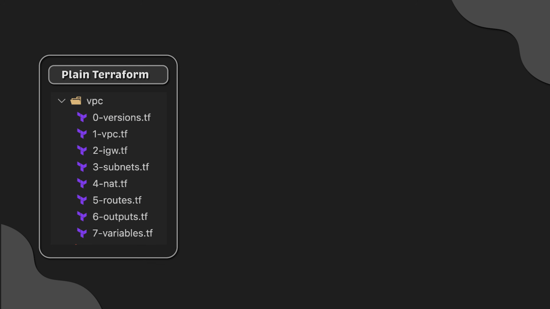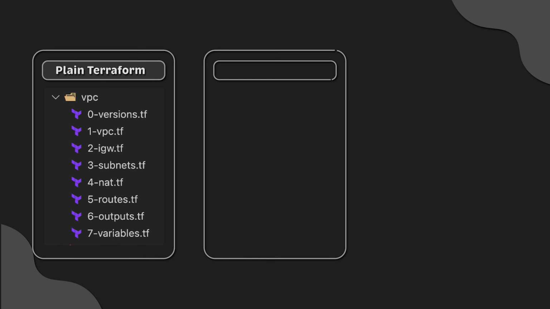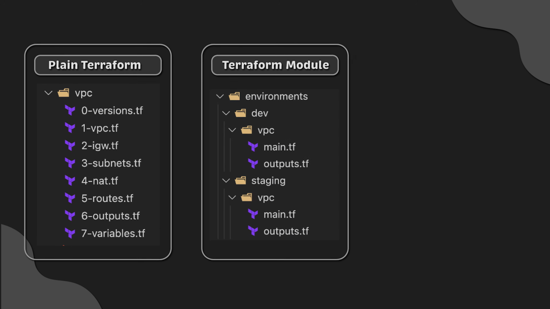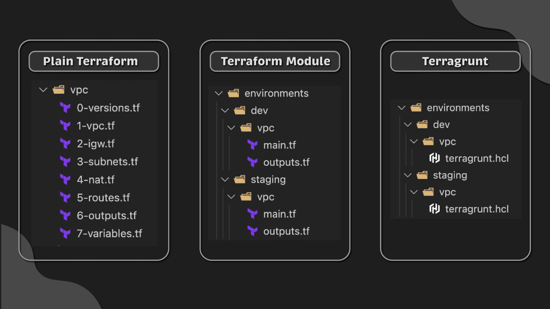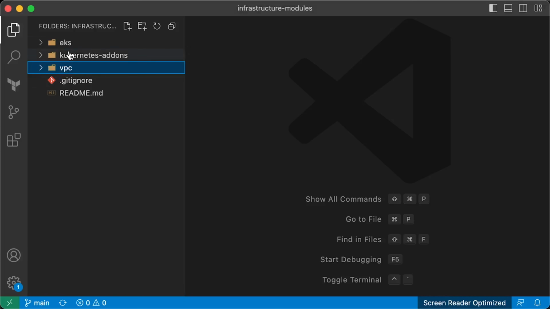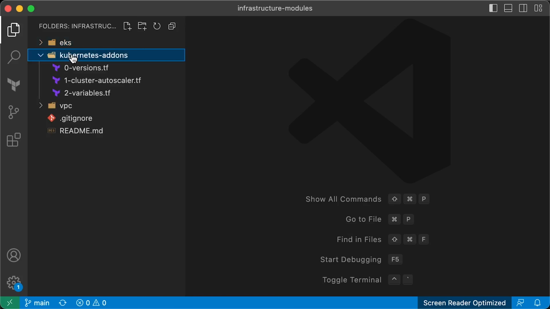In this tutorial, I'll guide you step by step on how to create a VPC using plain Terraform code. Next, we'll refactor it into a well-structured Terraform module by following best practices. Finally, we'll make use of Terragrunt's top features to set up your infrastructure. We'll not only build a VPC module, but also create EKS and Kubernetes Addons modules from scratch.